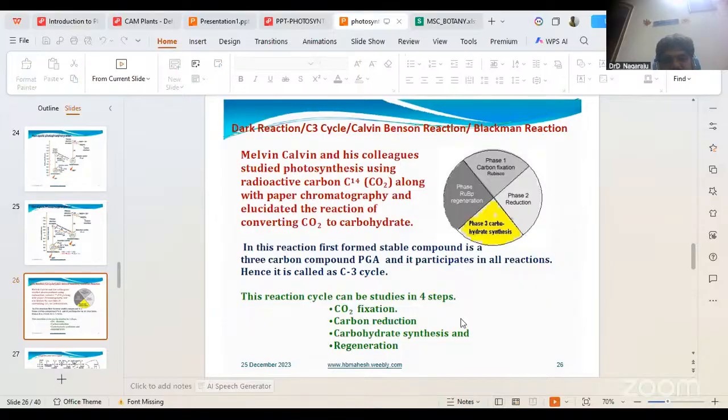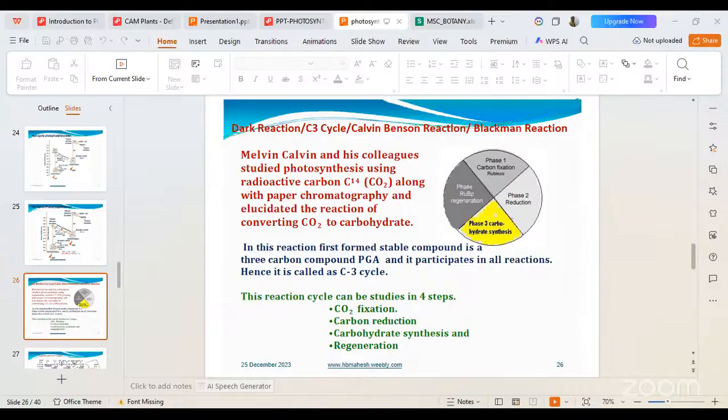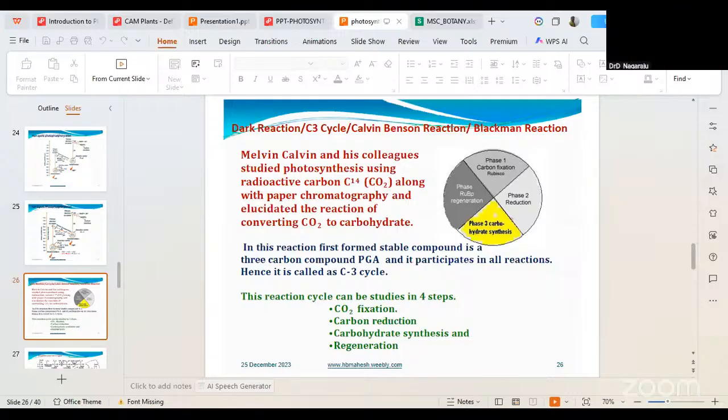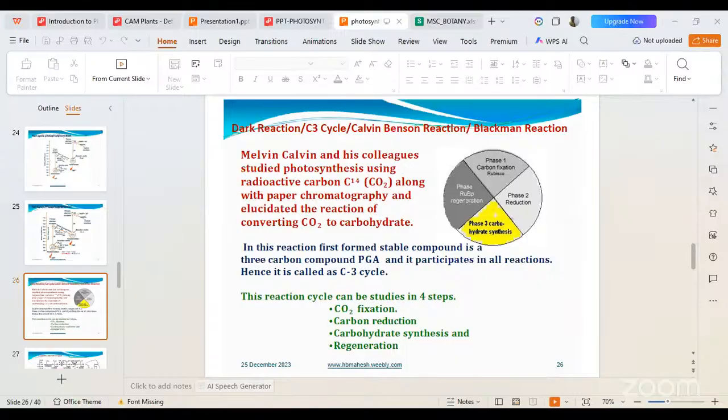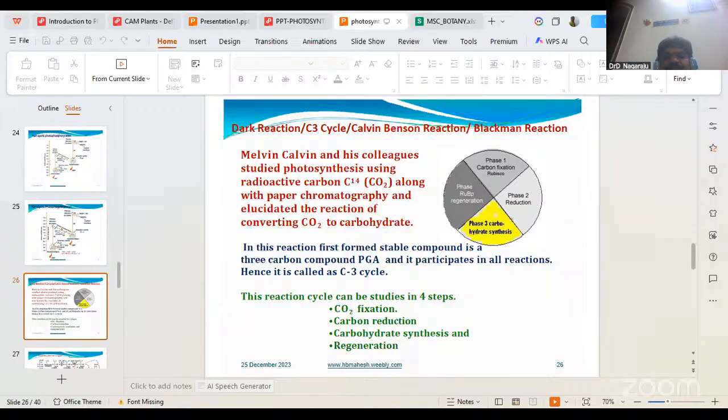The first product is PGA, a 3 carbon product, phosphoglyceric acid. That's why we call it the C3 cycle. And here, four steps are there. First is carbon dioxide fixation. Second is carbon reduction. Third is carbohydrate synthesis. Fourth is regeneration of RuBP. This is the overall reaction of the C3 cycle.